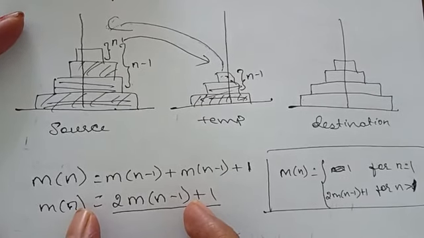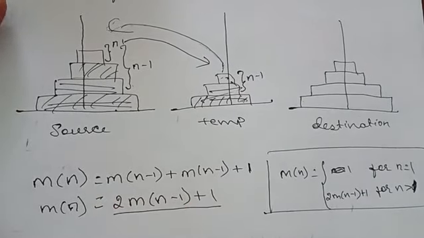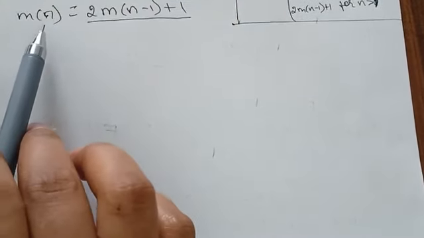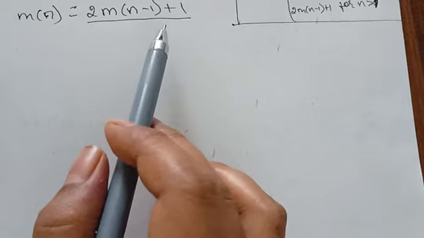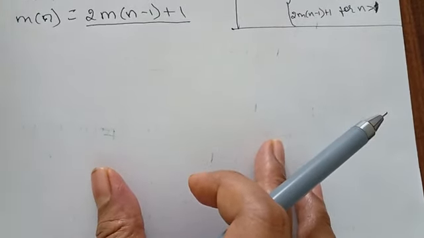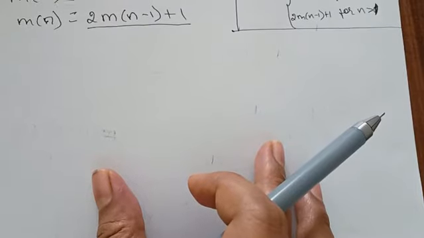Okay. So now we'll move on to the mathematical analysis. This is the initial condition, 2m of n minus 1 plus 1. This is the initial condition we have. With this one, we'll start the mathematical analysis.